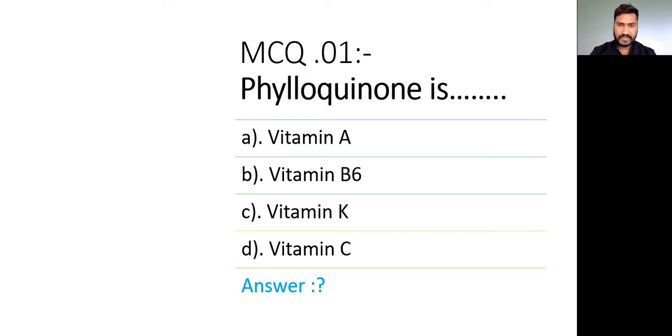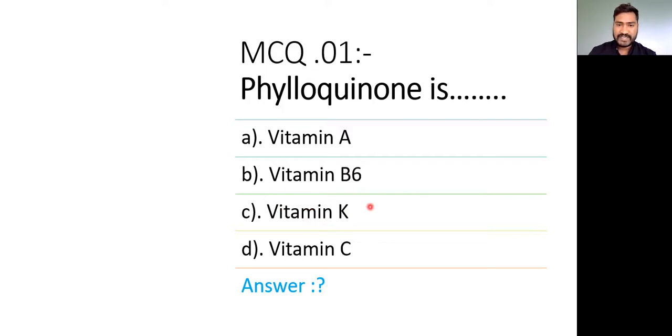Phylloquinone is, you know, phylloquinone. Before that you must know the chemical names of the vitamins. Vitamin A is known as retinol, so that is not the right answer for phylloquinone. Then vitamin B6 is pyridoxine, pyridoxal, which is another chemical name for vitamin B6. Then vitamin K, you know very well about that. Vitamin K is known as phylloquinone.